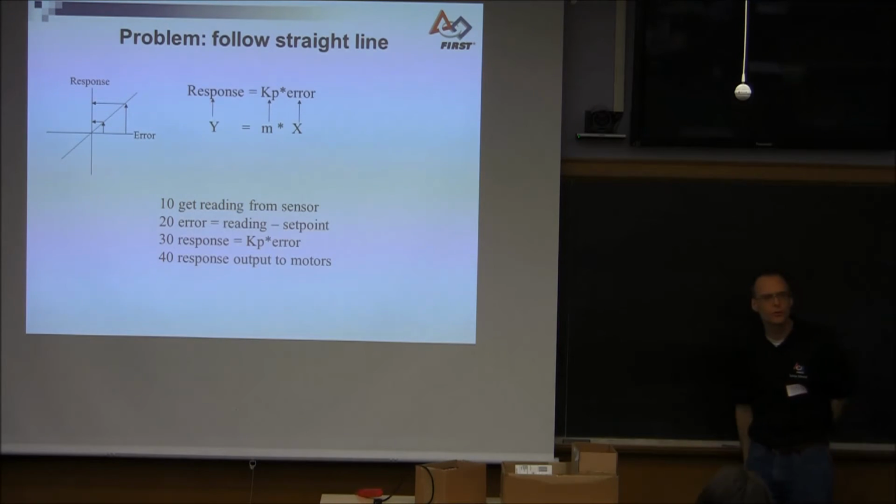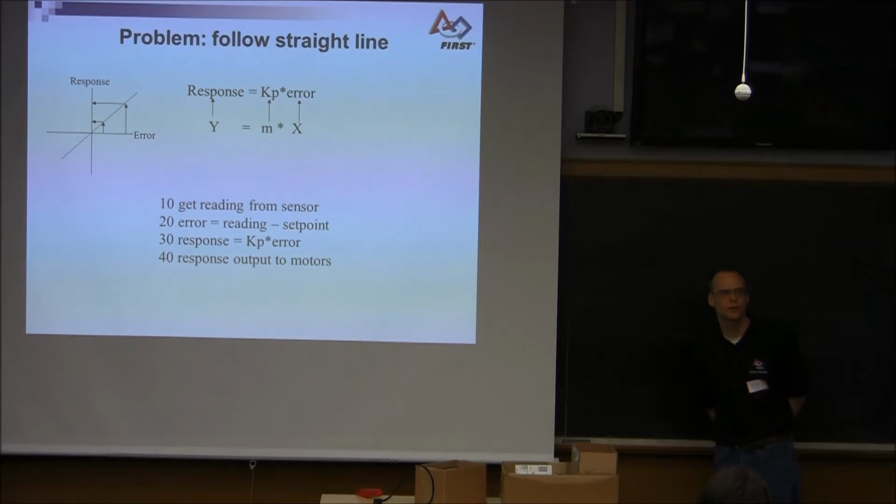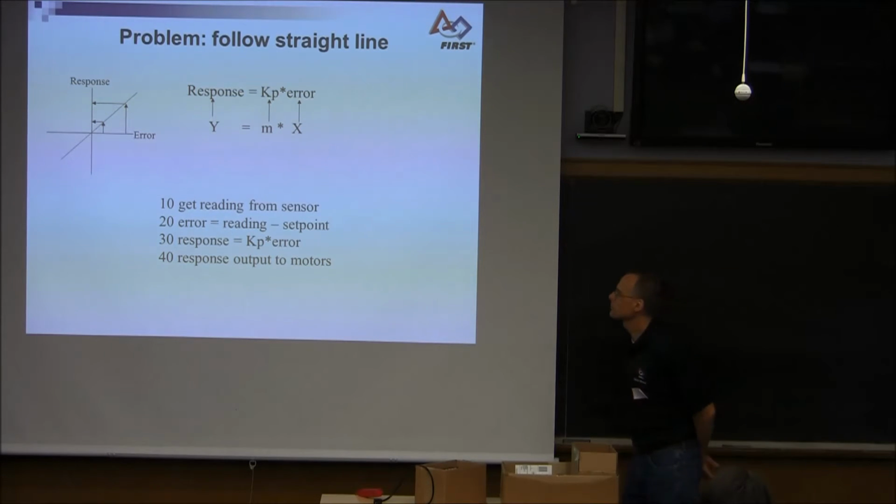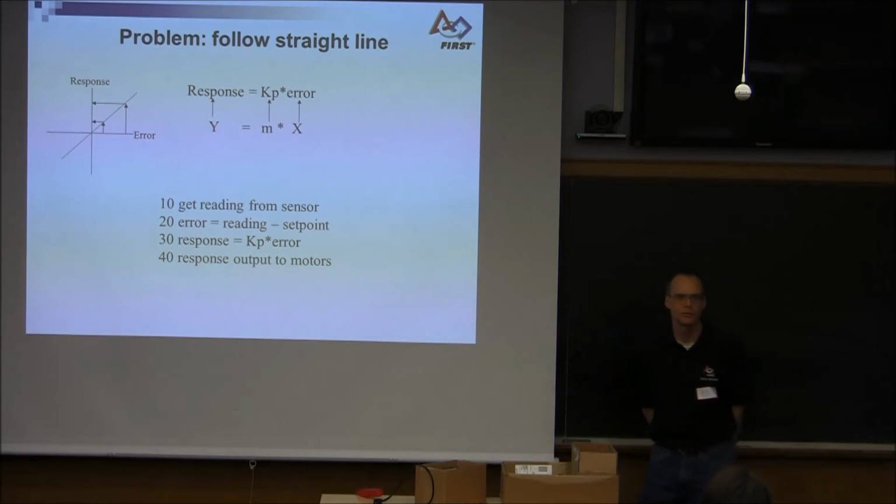And by the way, this is all the code you need. This is what it looks like. Instead of my dozen lines of is it greater than or equal to or less than or equal to, I get the reading, I compute my error, I multiply that times my coefficient, whatever that number is, and that's my response out to my motors. Seems a lot easier to me.